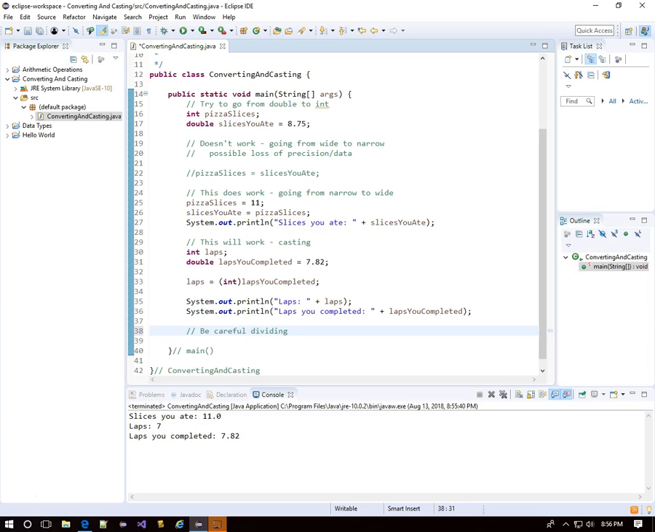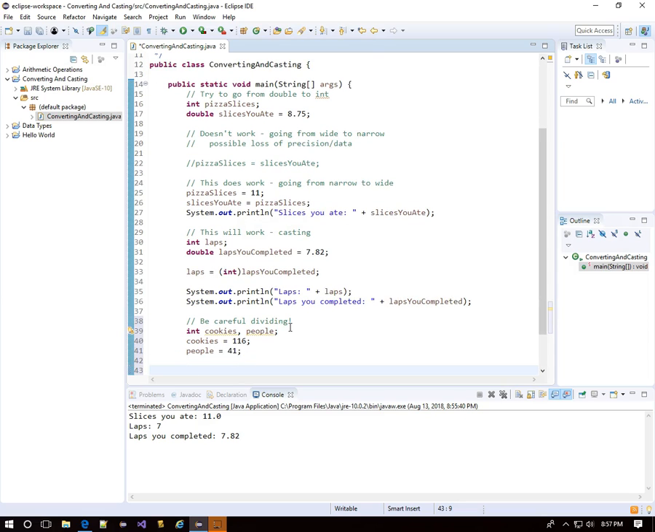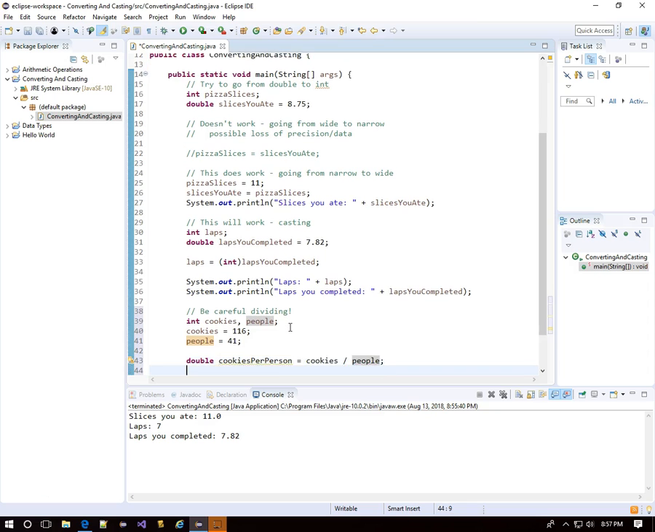Once again, we've got to be careful when we're dividing. We saw this in a previous video. So if we've got cookies and people that are going to get the cookies, we've got 116 cookies, and we have 41 people. We're going to try to divide the cookies among the people. Remember, you're free to use different numbers and different variables. I'm going to use a variable now of cookies per person to find out how many cookies everyone gets. And I'll try cookies divided by people.